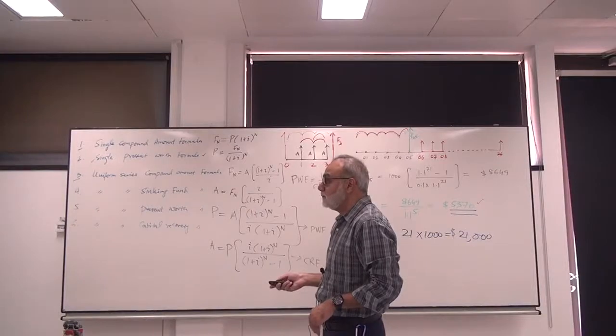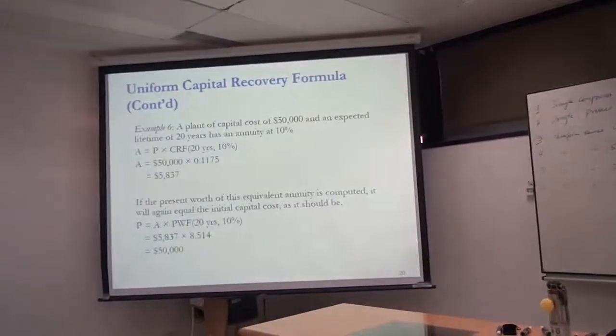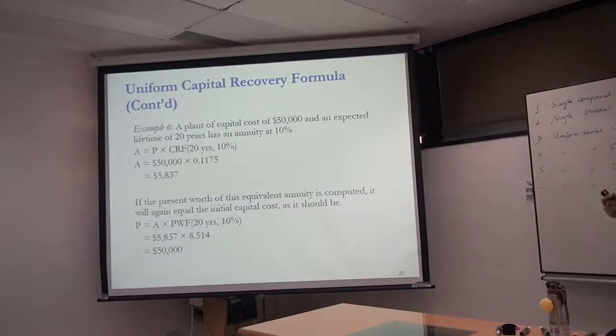Another example, the uniform capital recovery formula. This is also a very interesting formula, very useful. A plant of capital cost of $50,000 and an expected lifetime of 20 years has an annuity. We might have to find it at 10%. We just use the formula of this one, capital recovery, and we have $50,000 present value. We use the formula to get 5,837.